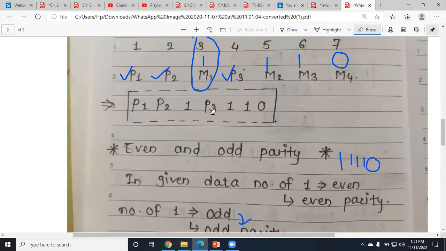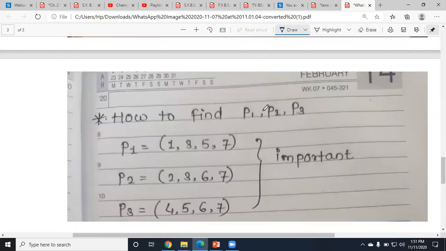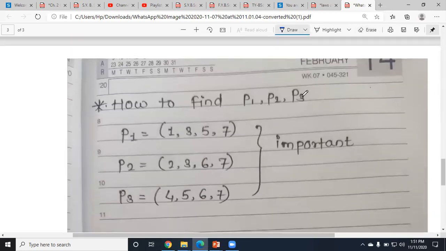P1, P2, 1, P3, 1, 1, 0. Now we have to find the value of P1, P2, P3, right? Somewhere while transmitting the data, we should know the values of P1, P2, P3. Now how to find those values? Now see here, how to find P1, P2, P3.